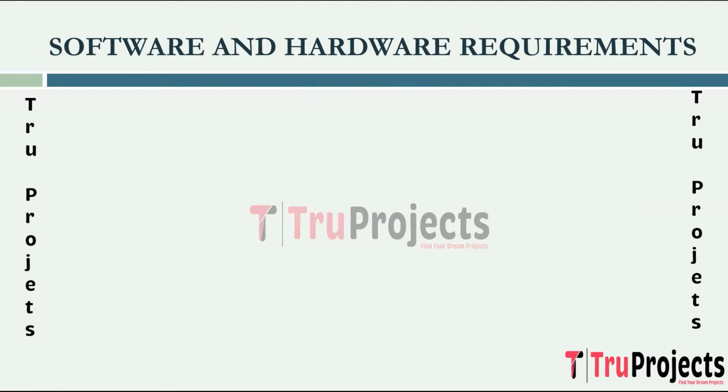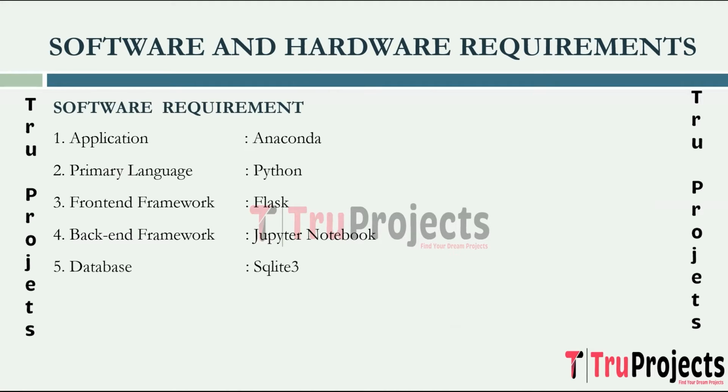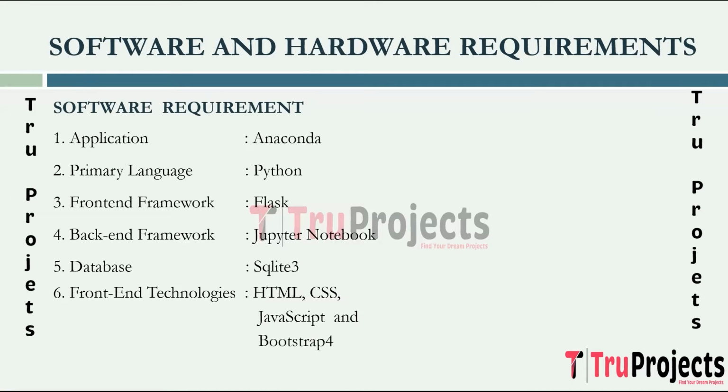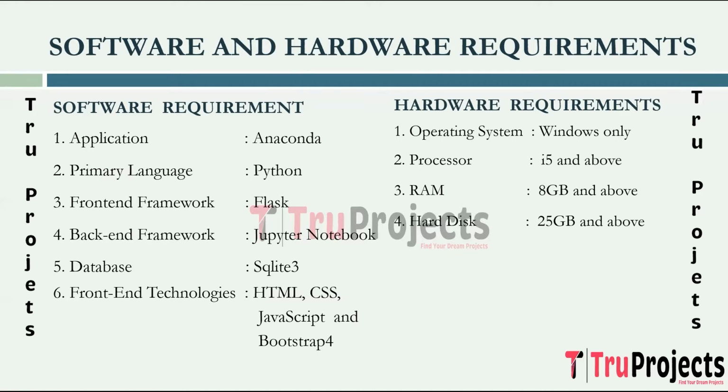To implement the project, we need software and hardware requirements. The software requirements are Anaconda, the primary language of Python, the front-end framework of Flask, the backend framework of Jupyter Notebook, the database of SQLite 3, and front-end technologies of HTML, CSS, JavaScript, and Bootstrap 4. Coming to hardware requirements, an operating system of Windows, a processor of i5 and above, RAM of 8 GB and above, and a hard disk of 25 GB and above are required.